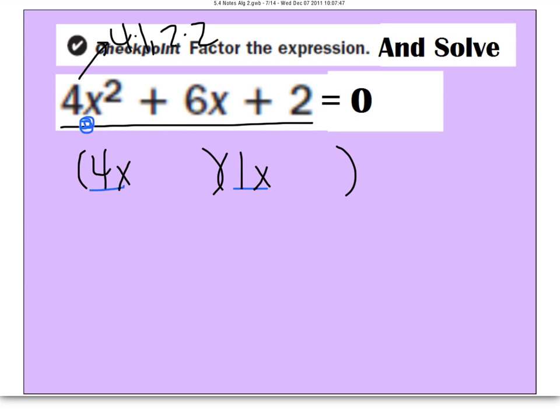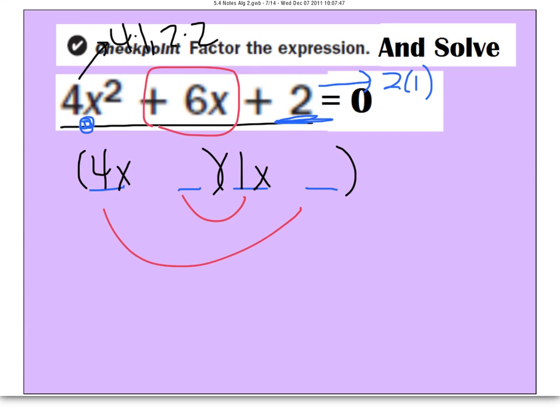Okay. Now I need factors of negative or positive 2, so I like that. That's 2 and 1. They have to go here and here. So when I check my middle term, I get a 6x. It looks like if I do plus 2 here and plus 1 here, I will get a 2x and 4x, which adds to 6x, so I got it. Great. Now don't forget, set it equal to 0.